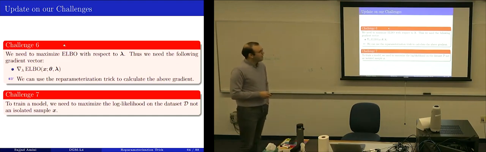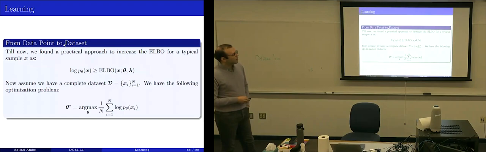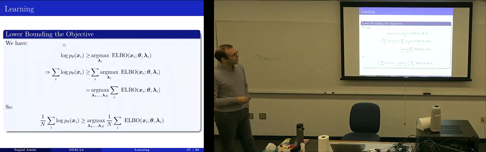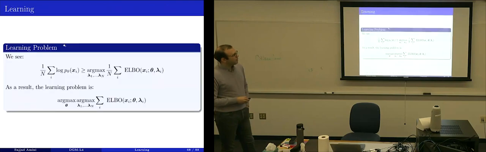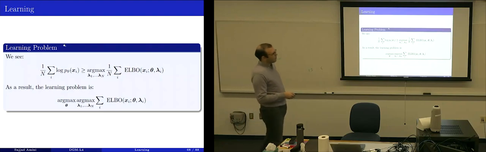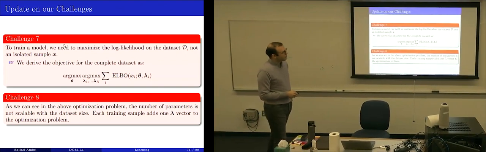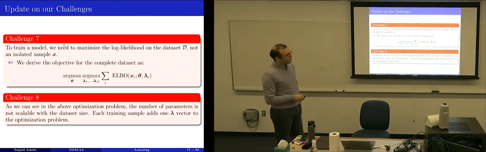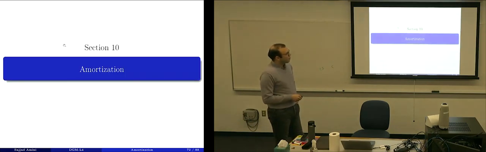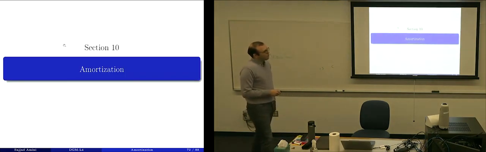The next challenge was that you should maximize the ELBO over the data set. We see that we can replace the maximization of one sample with this term, which is the maximization over the whole data set. Again, the formulation generated another challenge, which was the intractability with respect to the number of training samples, because each training sample adds another lambda vector to your optimization parameters. So the technique to solve this problem was amortization.